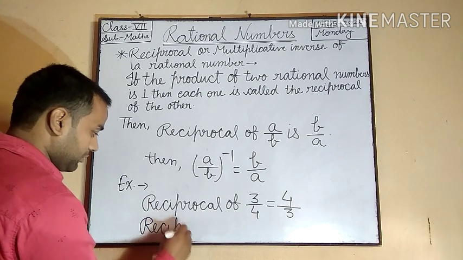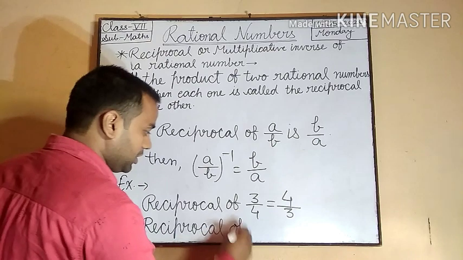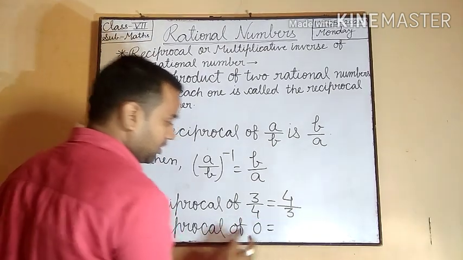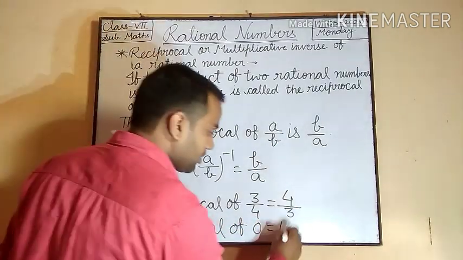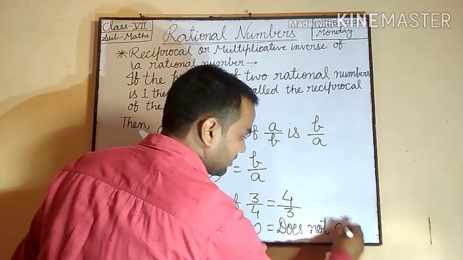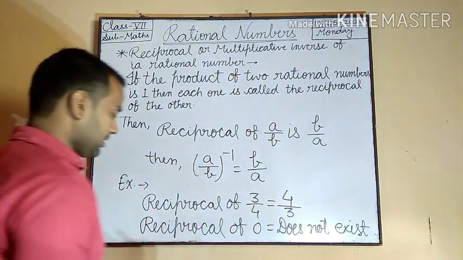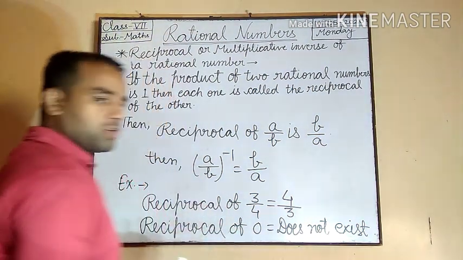Reciprocal of 0. Only exception: reciprocal of 0 does not exist. Reciprocal of 0 does not exist. Or take some more examples.